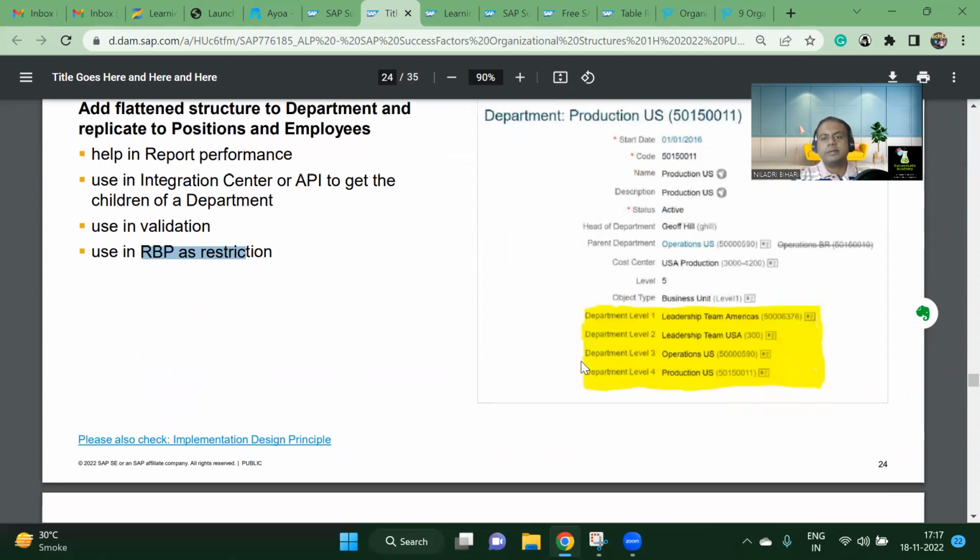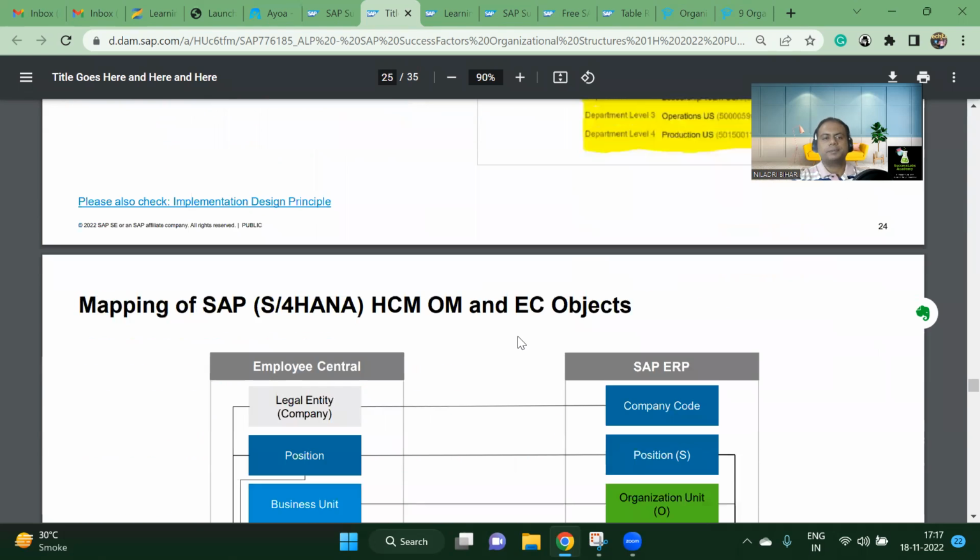On the right-hand side, you can see a perfect example for it. Suppose your department level 1 is the leadership team in America. Your level 2 can be the leadership team for US. Again, at level 3 we can have operations, and inside it another department level, production US. So this can be a structure, right?